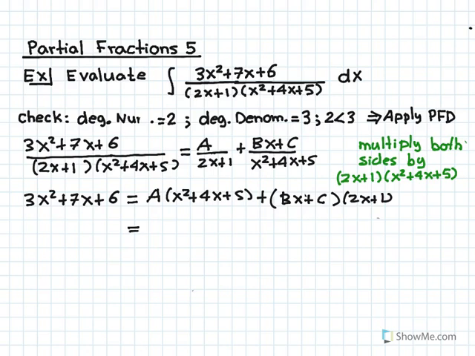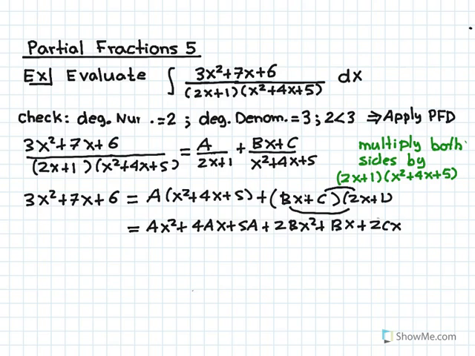So let's multiply out the right-hand side. We get Ax squared plus 4Ax plus 5A, plus, foiling this out, Bx times 2x, that's going to be 2Bx squared, plus Bx times 1, that's Bx. Multiplying the inner terms, C times 2x, we get 2Cx. And the outer terms, C times 1, we get C. Alright, and let's write the left-hand side, 3x squared plus 7x plus 6.